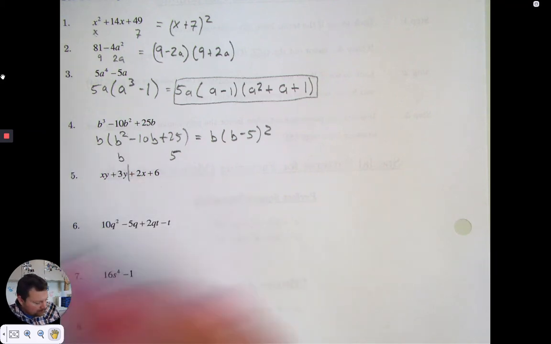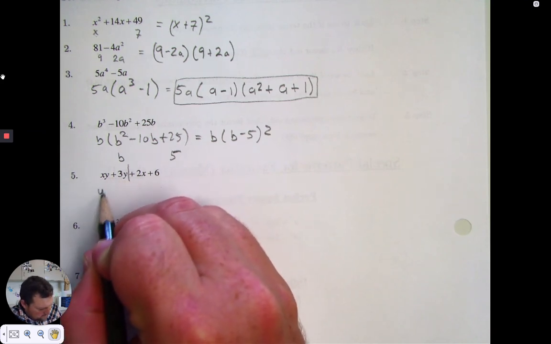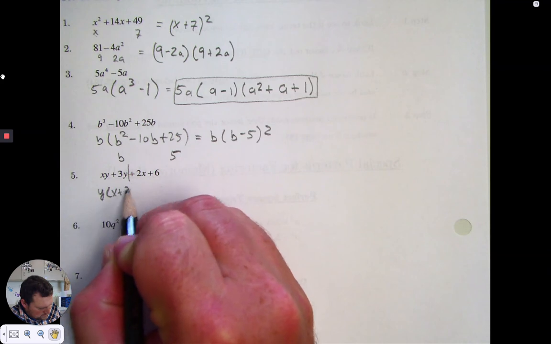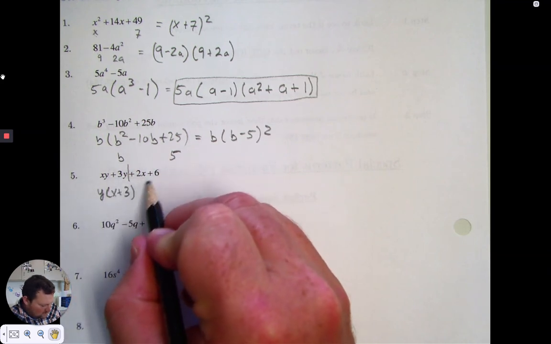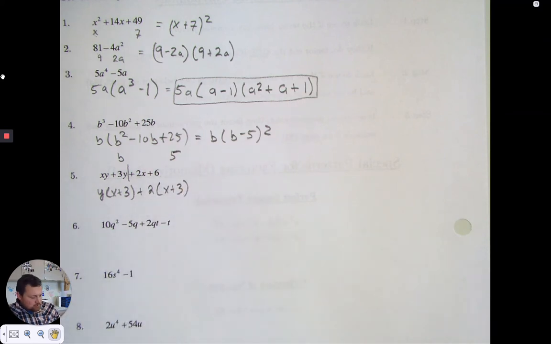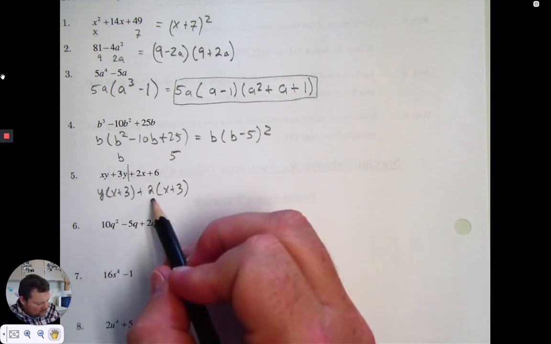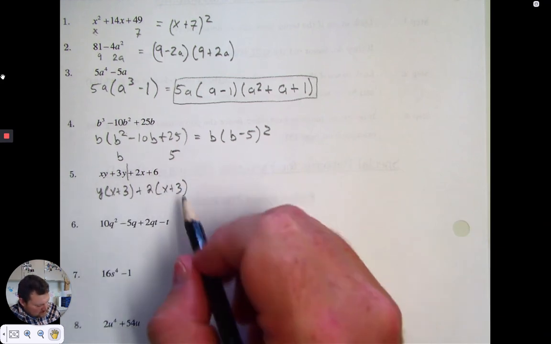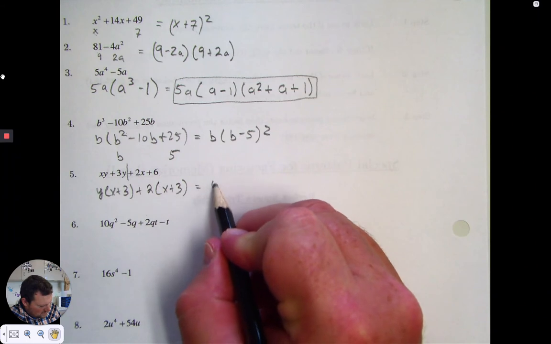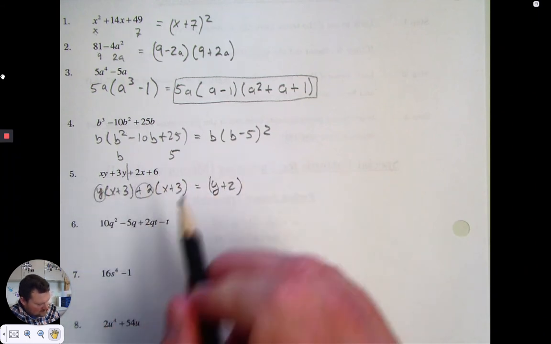So here out of xy plus 3y, I could factor y out of both of those, which would leave an x plus 3. And then for the second one, I can take a 2 out of both of those, and that would also leave me with an x plus 3. So now we have y times x plus 3, and we have 2 times x plus 3. So we can just simply write that as y plus 2. I just take these and bring them together.